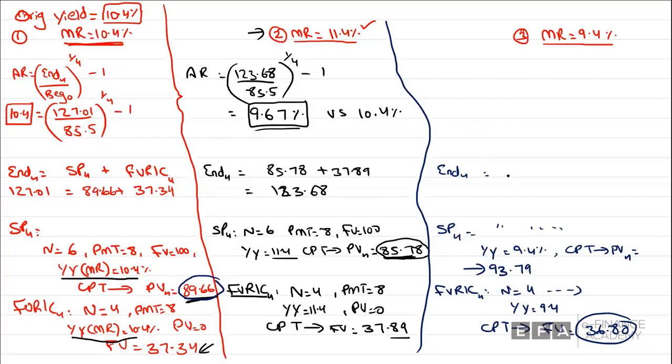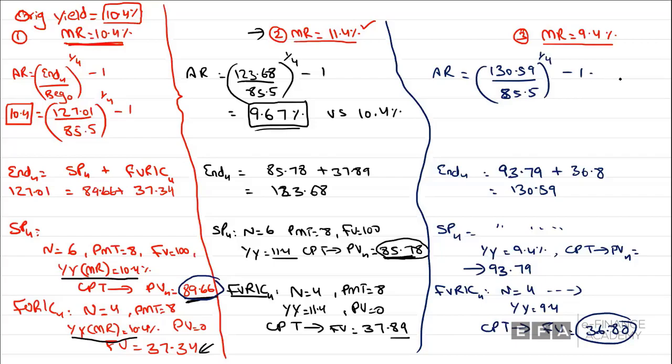The ending value, if you add these two numbers, is simply 130.59. And this is 11.17%. Compare this return of horizon yield of 11.17 versus original yield on the first day of 10.4.